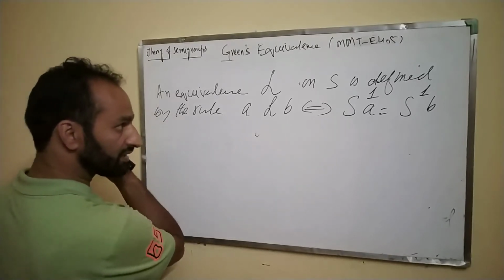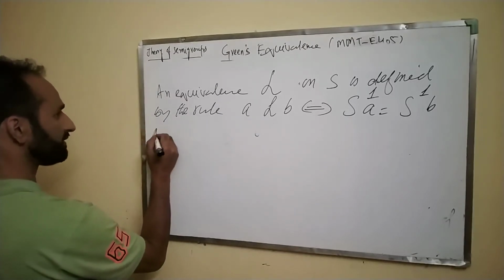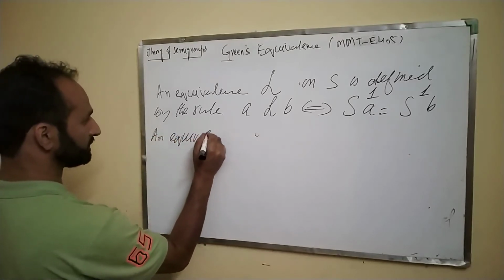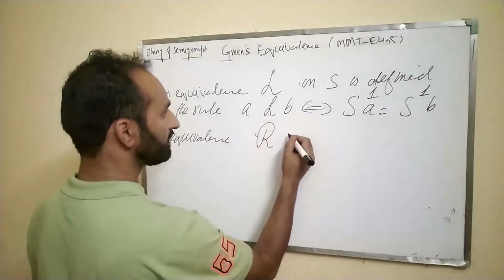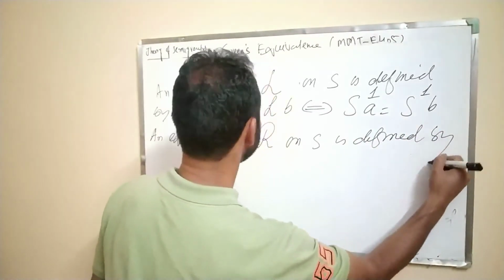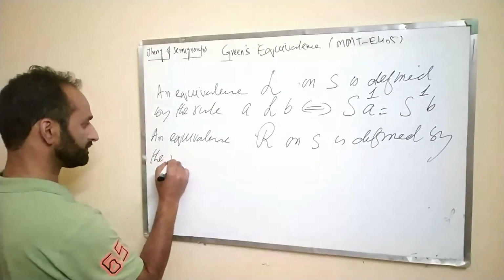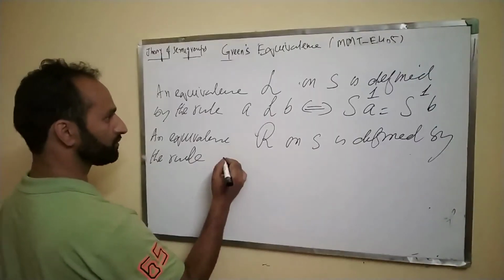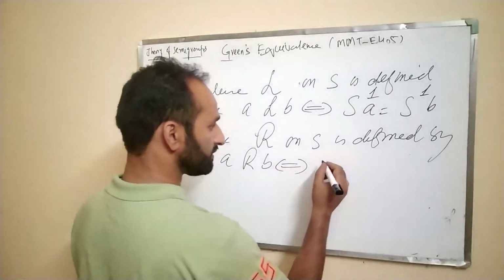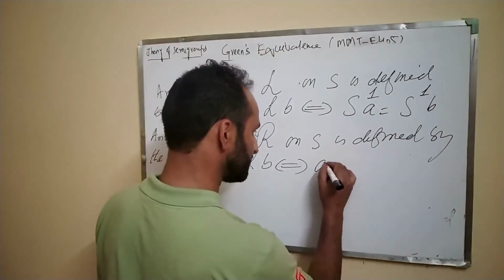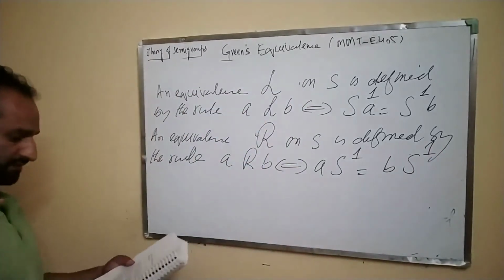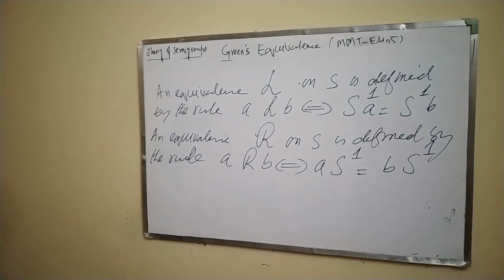Similarly, we define an equivalence R on S defined by the rule: A is R related to B if and only if they generate the same principal right ideals, that is, AS1 is the same as BS1.